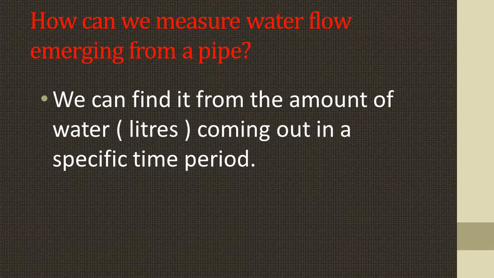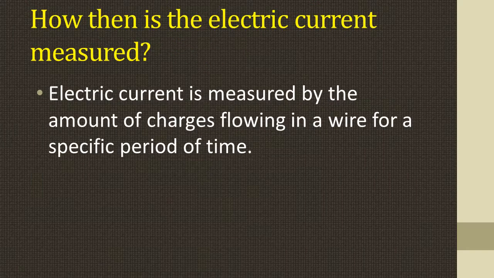Now students, the unit of potential difference in the SI system is volt. We will learn about it. Now students, how can we measure water flow emerging from a pipe? We can find it from the amount of water in liters coming out in a specific time period. How then is the electric current measured? Electric current is measured by the amount of charge flowing in a wire for a specific period of time.